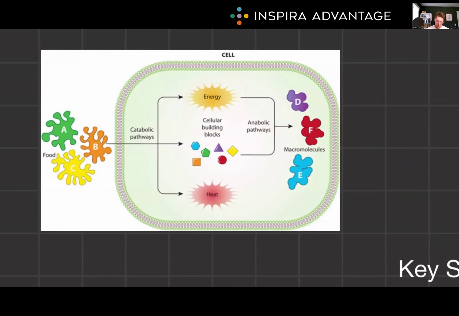Whereas catabolism is breaking down food typically, or big molecules, into energy and some cellular building blocks. These are our macromolecules: glucose, proteins, nucleic acids. And if it's a protein we're breaking down, it's going to break down even farther into the most basic building block, which, as we know, is an amino acid.